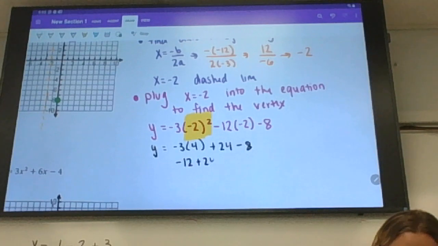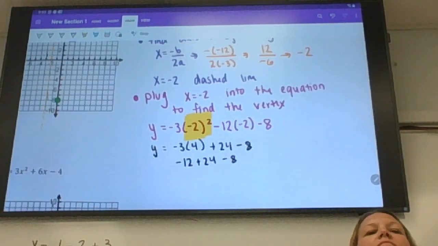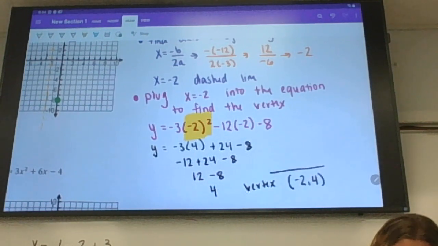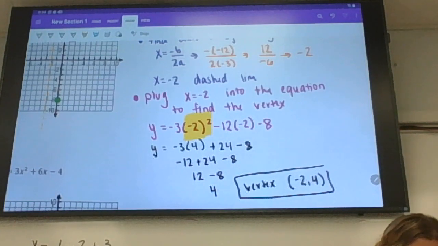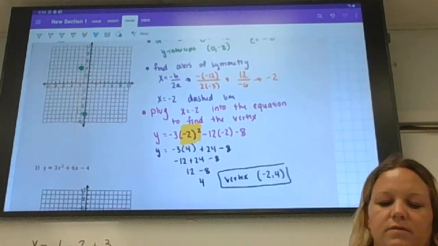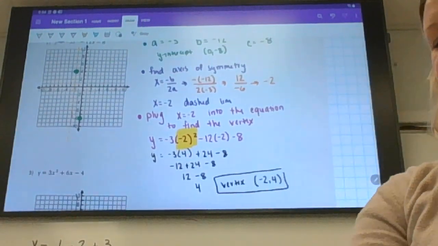Benjamin says it's 4? Great job, we got our vertex. Negative 2, comma 4. Way up here. Now we're gonna make a table.